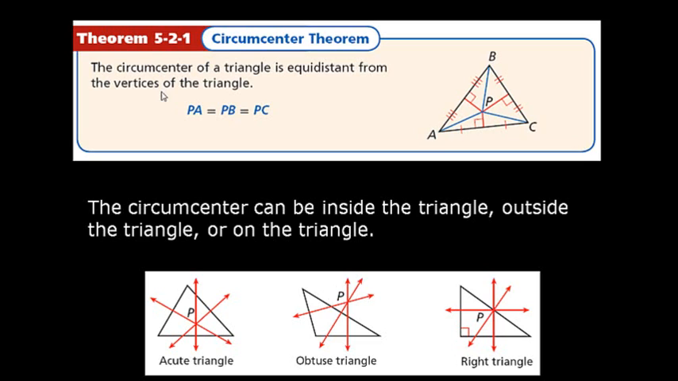Okay, now the circumcenter is also important because of something else. The circumcenter is also the center of the circle that circumscribes the triangle. Circumscribes means that it fits the triangle inside of the circle, and all three vertices of this triangle are on the circle. And this point P right here would be the center point of this circle.